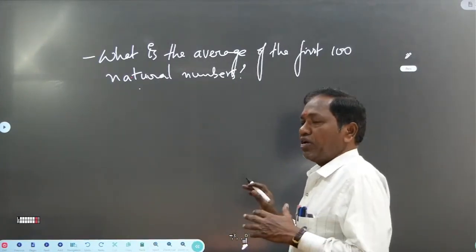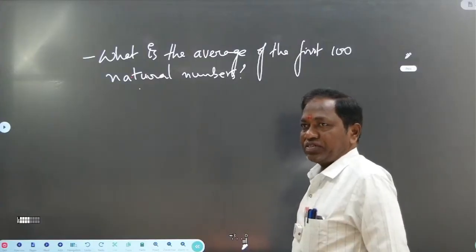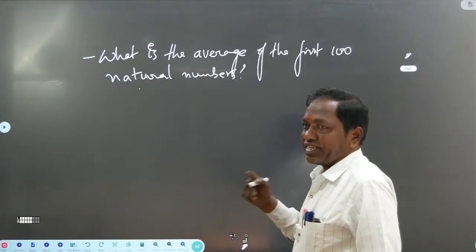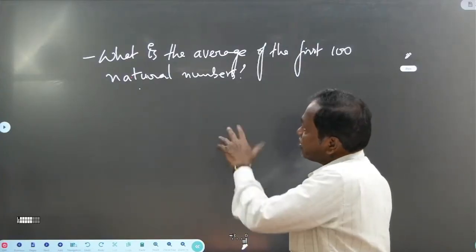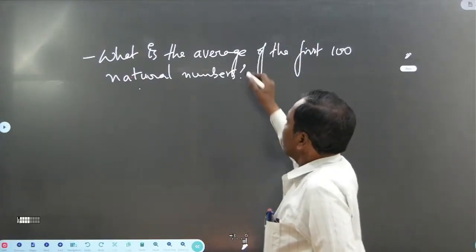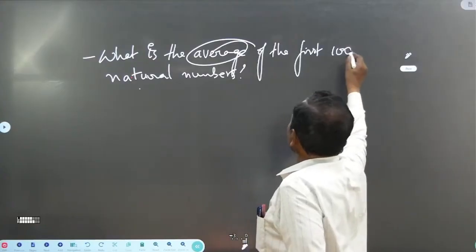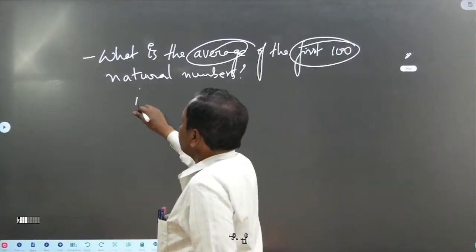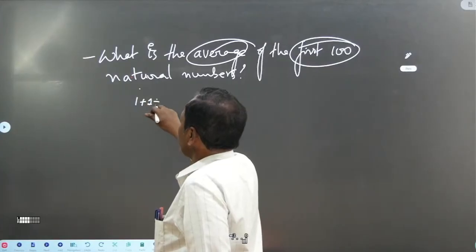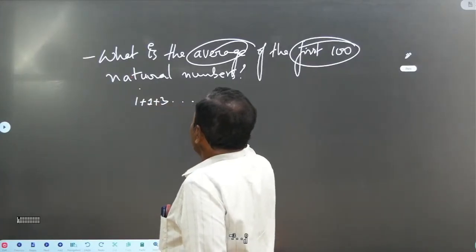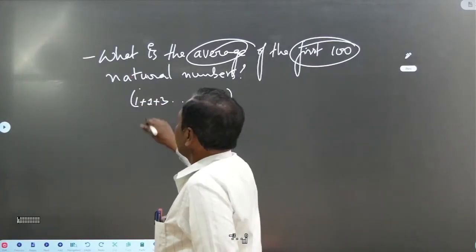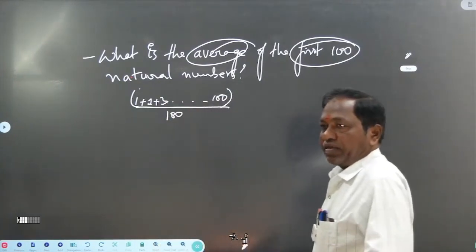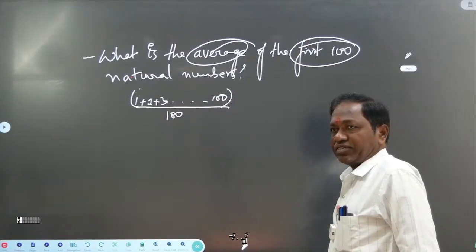How do you download this information from the question? Solving, keep it aside, but how to download? You cannot see the question again and again. So you read the question, fine. You need to know the average of the first 100 natural numbers. Then how do you write the equation for this? 1 plus 2 plus 3 up to 100. Now the information is downloaded from the question, that is the first filling.